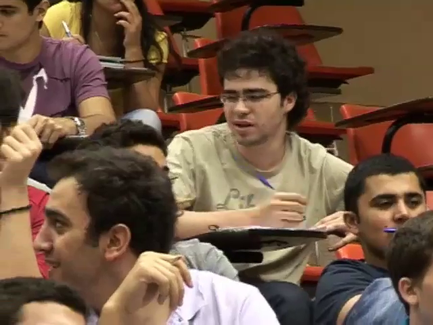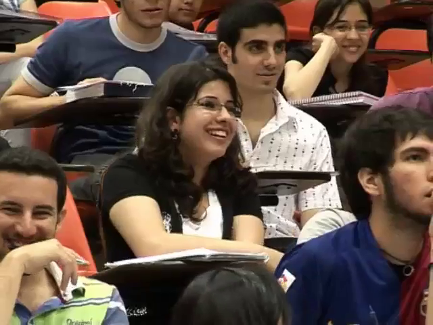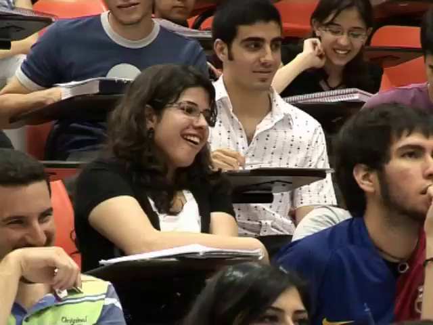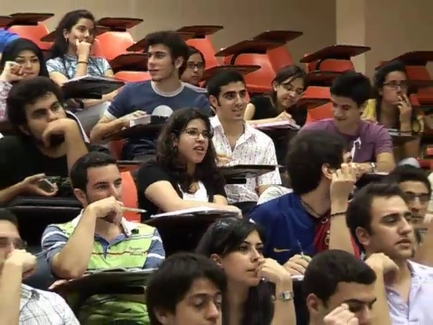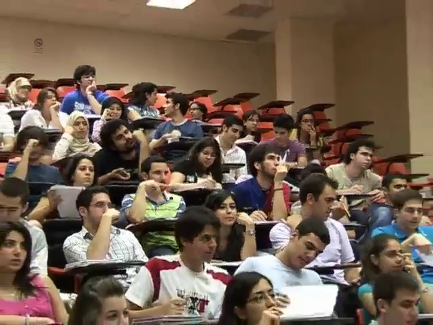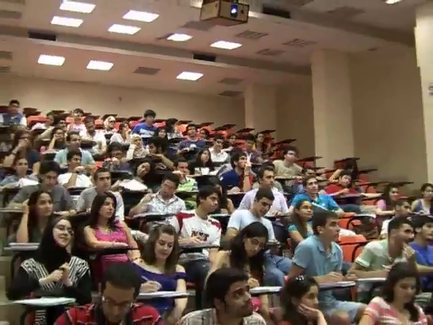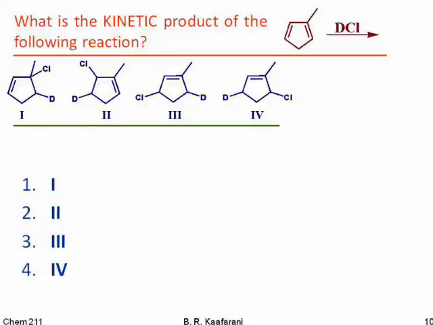Omar and Abir, they got it in 39.47. Ali and Khudr, they got it in 40.48 seconds. Muhammad and Ralph, they got it in 49.56 seconds. You ready for the next one? Here we go. What is the kinetic product of the following reaction?